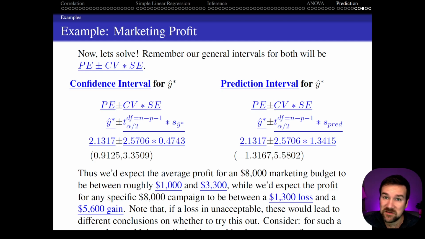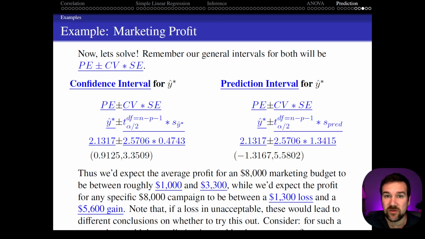Note here that's a big difference in interpretation. And again, if I came to my boss with the left one, assuming that meant the right one, that is, I assume 95% of the time we're going to make between $1,000 and $3,300. And let's say we came back and we lost $900. My boss is going to be really irritated and wonder how that happened.